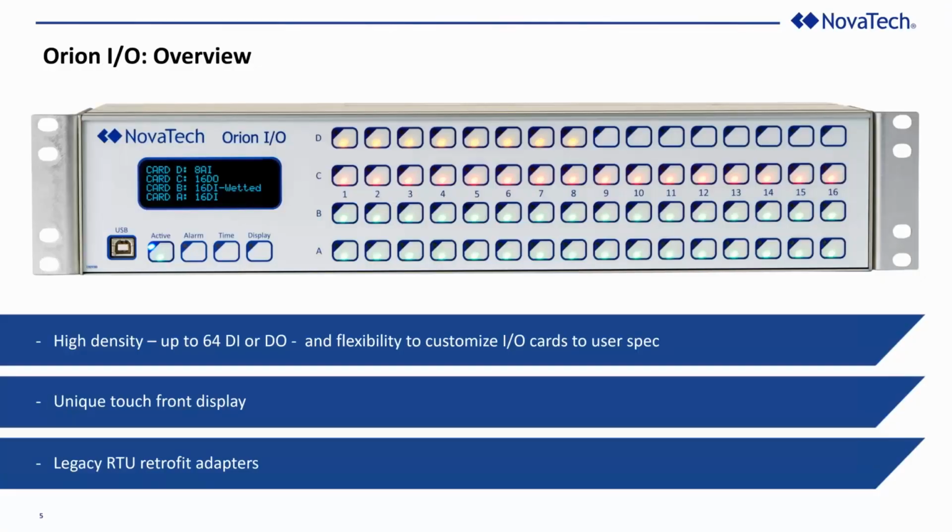All right, let's get started with the overview. The Orion I/O is a high-density I/O module that contains up to 64 discrete inputs or up to 64 discrete outputs or up to 32 analog inputs or a mix and match. It's got a unique touchscreen front display that we'll look at and can be used in an assortment of legacy RTU retrofits.